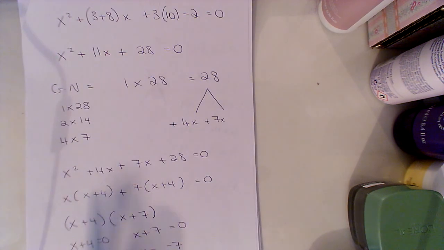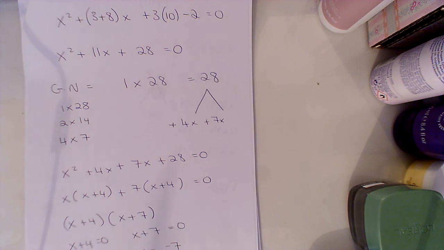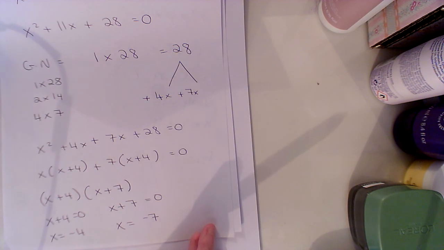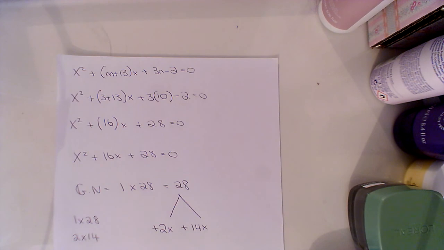Then I factorise this by grouping. I take out my x and I'm left with x plus 4. Here I take out my common factor, which is 7, and I'm left with x plus 4. Remember, these two brackets have to be the exact same. So I have (x + 4)(x + 7). They're my two factors. So I'll say x plus 4 is equal to 0, x plus 7 is equal to 0, and then x is equal to minus 4 and x is equal to minus 7 as my roots for that question.